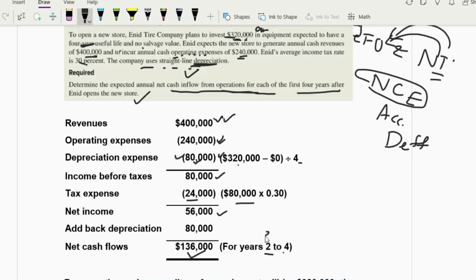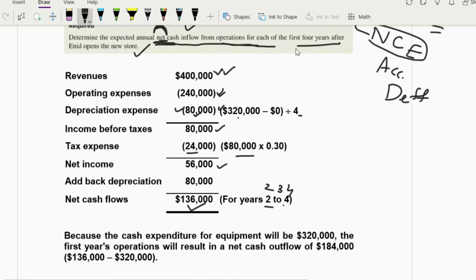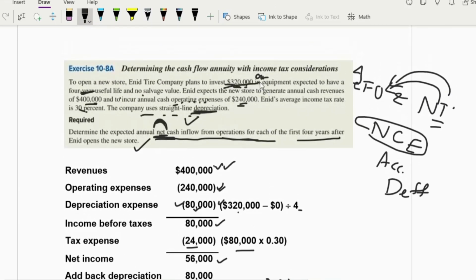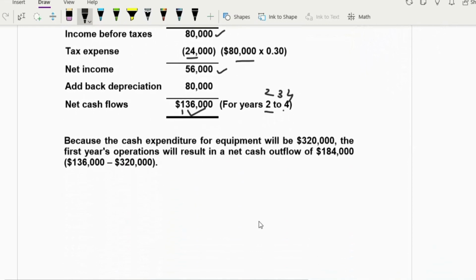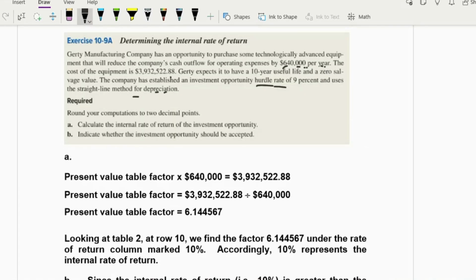We will have this cash inflow in year 2, year 3 and year 4. But in year 1 we will not have this net cash inflow, because in year 1 we also have the investment outflow. So we actually have this inflow, but the outflow is higher, 320,000. So that's why we actually have a net cash outflow in year 1, not inflow. But in years 2, 3 and 4 we have net cash inflows. Okay, this is exercise number 10-9.